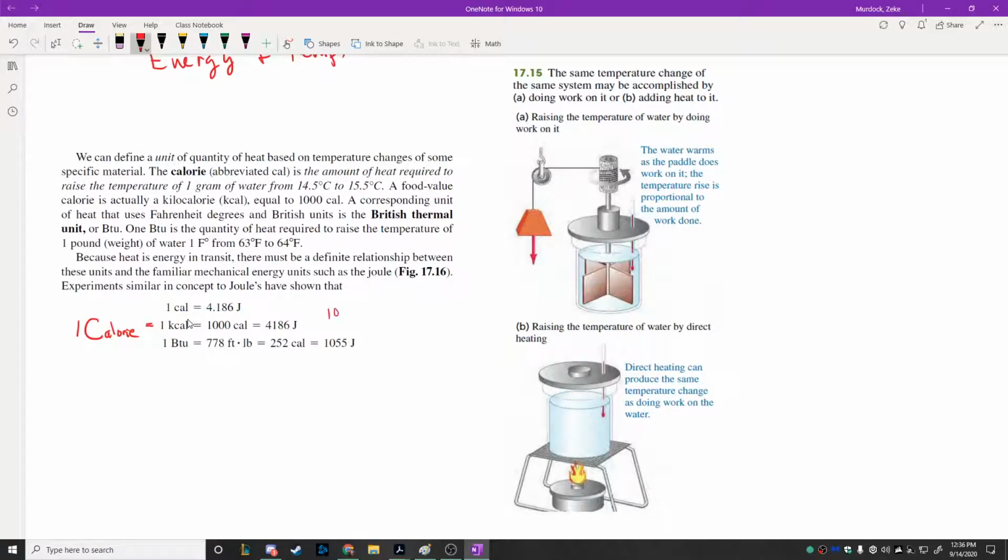So if you eat 1,000 calories from a meal, keep in mind that's actually 1,000 kilocalories. That would be, I don't know, a burrito at Chipotle maybe. This would correspond to 4.186 times 10 to the 6 joules, right? So 4.1 million joules. It gives you an idea that the joule is a very small amount of energy relative to the amount of energy that we actually ingest on a daily basis.